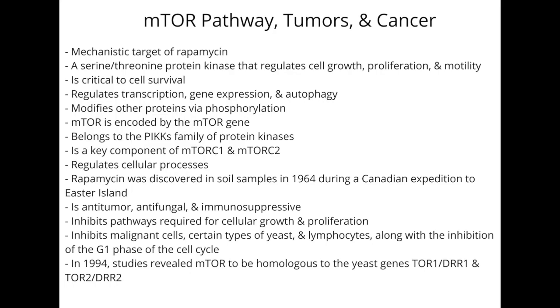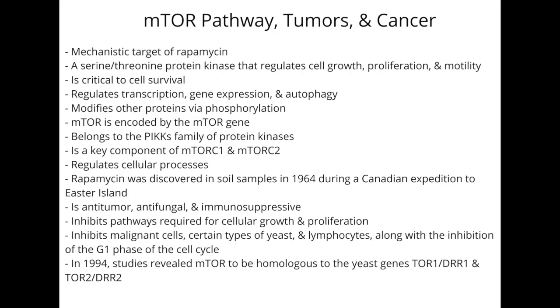It is a key component of mTOR complex 1 and mTOR complex 2, protein complexes that regulate processes within the cell. In 1964, a Canadian expedition to Easter Island in the South Pacific led to the identification of bacterial agents that were found in soil samples. In one such sample, a remarkable compound with anti-tumor, antifungal, and immunosuppressive properties was discovered. This compound, called rapamycin, was analyzed and found to inhibit pathways required for cellular growth and proliferation.